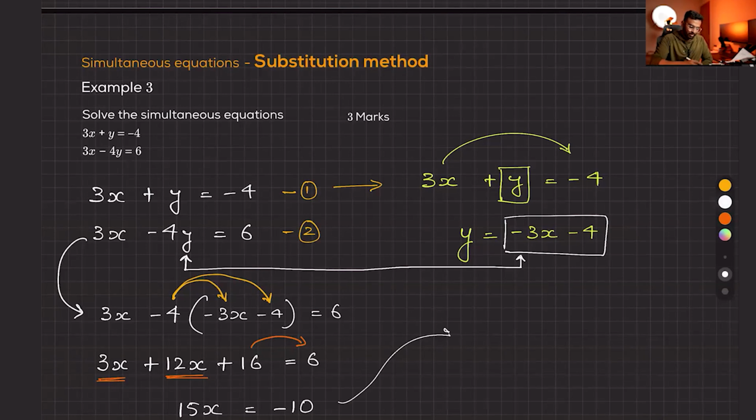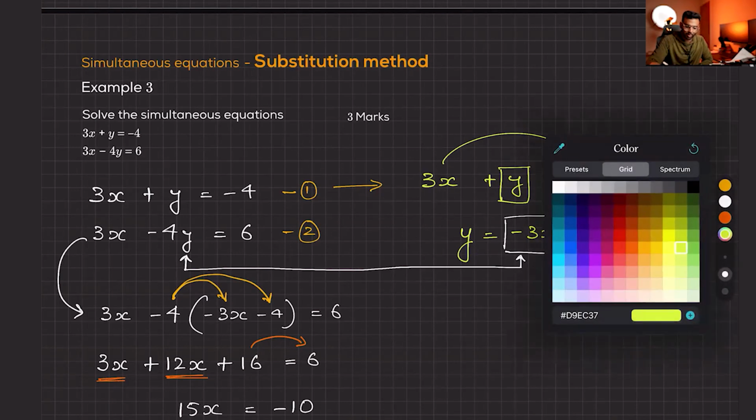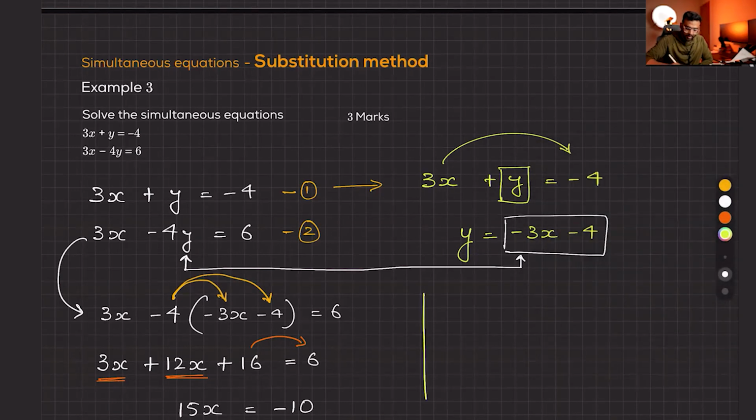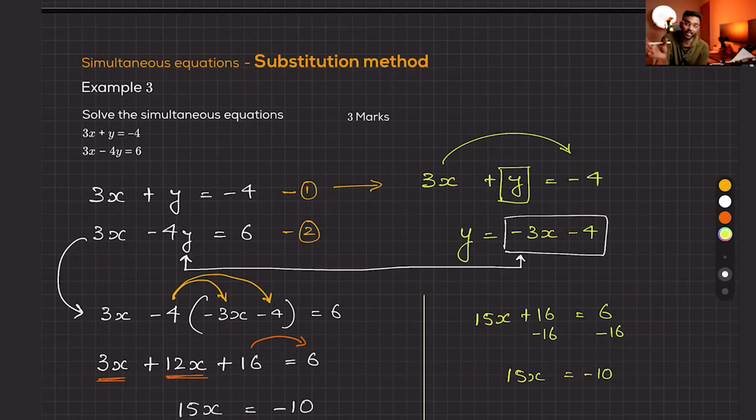How many of you have done it just like this in school? You might have, so this is the extra bit I'm doing. 15x plus 16 equal to 6, okay? Now, you might have done minus 16 on both sides. How many of you have done that in school? And then you would write 15x equals minus 10. Yeah?